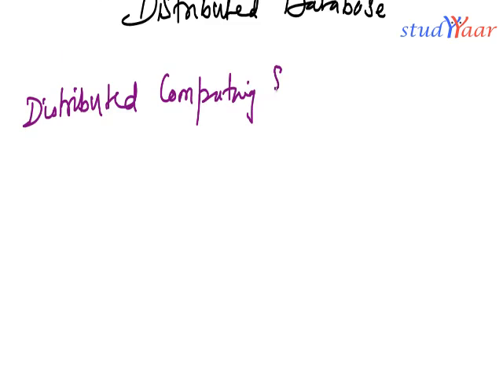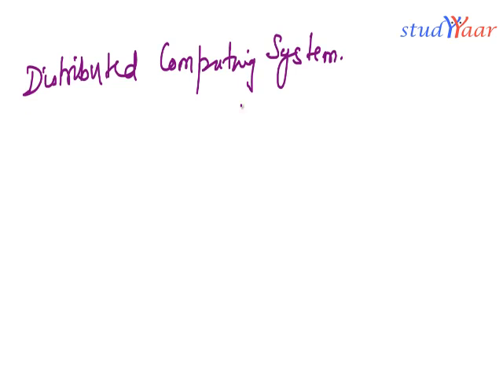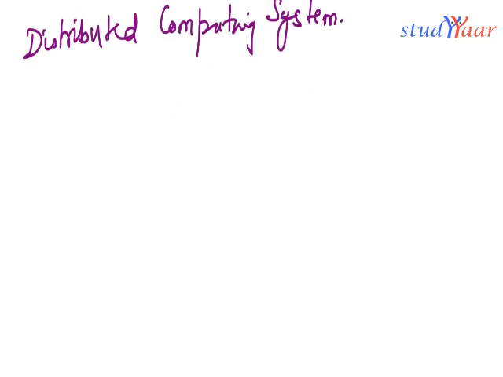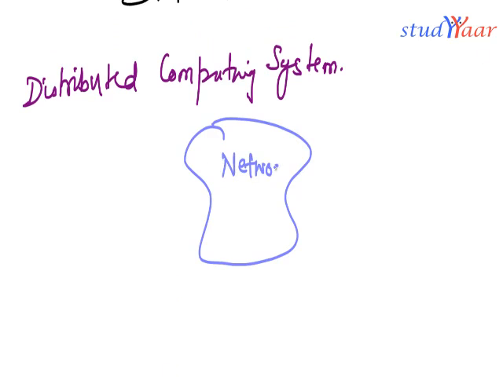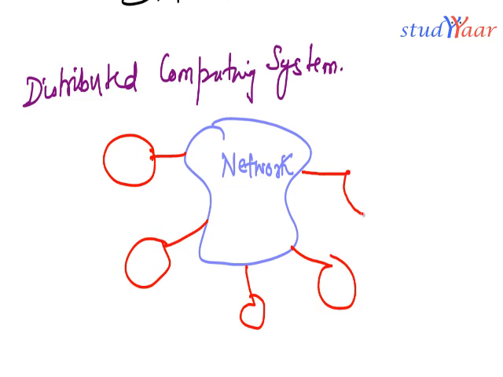A distributed computing system is a collection of processing elements which are interconnected by a network, and they together coordinate to perform a specific task. Let's suppose this is my network. So my distributed computing system is a collection of processing elements. These are my processing elements.